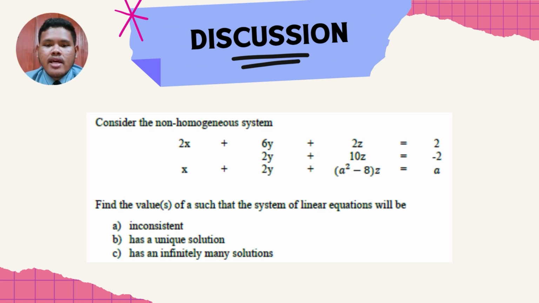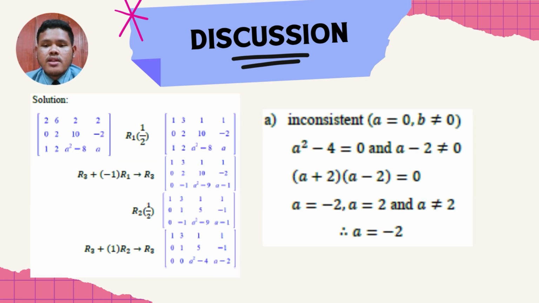Let's take a look at the example question. Consider the non-homogeneous system. Find the values of a such that the system of linear equations will be inconsistent, has a unique solution, and has infinitely many solutions. For question A, we need to change the matrix into a row echelon matrix, leaving the last row to answer the question. Now we have two equations inside the matrix.